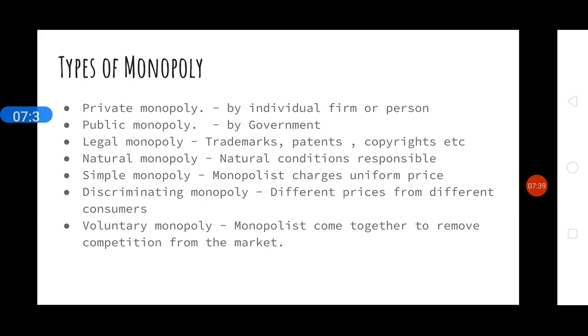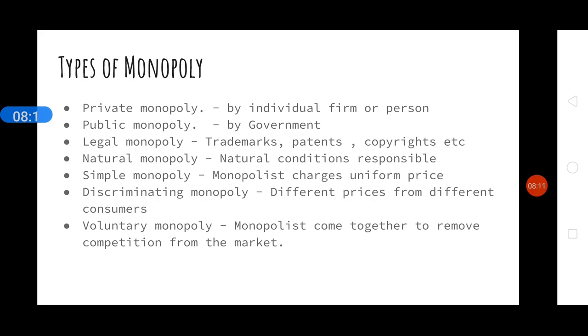The last one is voluntary monopoly. When a number of big business companies acquire monopoly through voluntary agreement. Business firms join together through trusts, cartels, syndicates, etc. They are called joint monopolies or voluntary monopolies. Mergers and amalgamations may also lead to monopoly. The best example is OPEC, the Organization of Petroleum Exporting Countries. This is known as joint monopoly or voluntary monopoly.